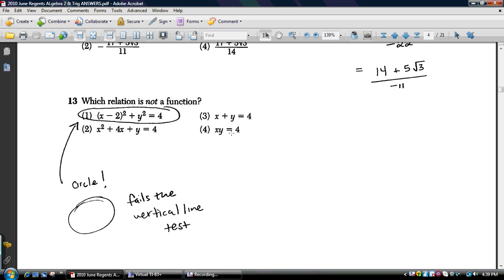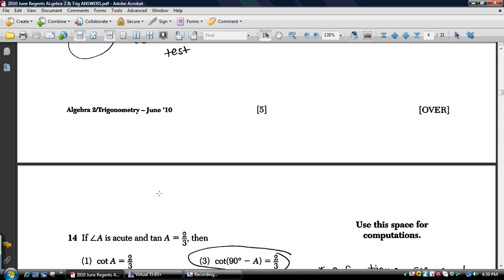Well, that's a line, that's a hyperbola, and that's a quadratic. This guy right here is a circle. It's not going to pass the vertical line test. This guy right here is not a function.